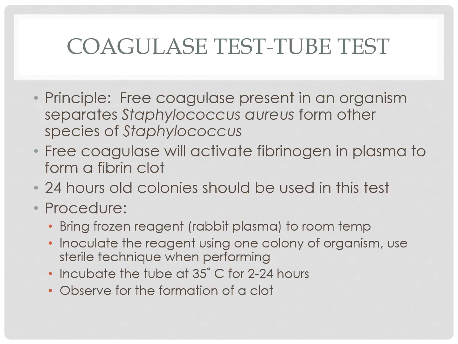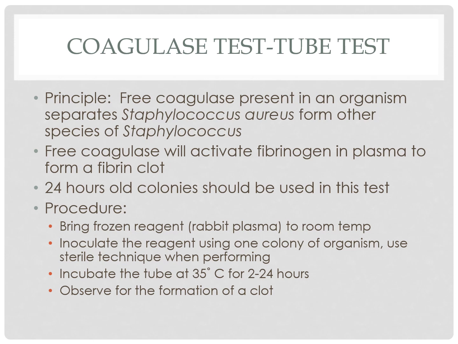Once you've determined that you're dealing with a Staphylococcus, you can set up what's known as the coagulase tube test. The coagulase tube test determines if we're dealing with Staphylococcus aureus versus some other form of Staphylococcus. Free coagulase will activate fibrinogen in plasma to form a fibrin clot.